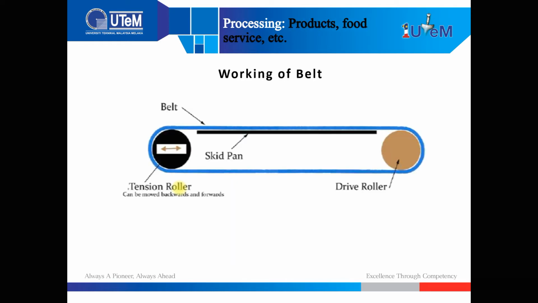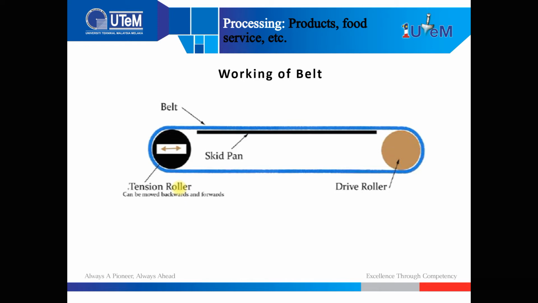Okay, the working of belt basically dia ada tension roller dan drive roller. Okay, drive roller ni dia hanya akan menerima dan akan buat circulation of the belt lah. Tapi the tension roller ni akan berperanan untuk make sure that the tension of the belt lah, mengekalkan tension belt tu di atas skid pan.